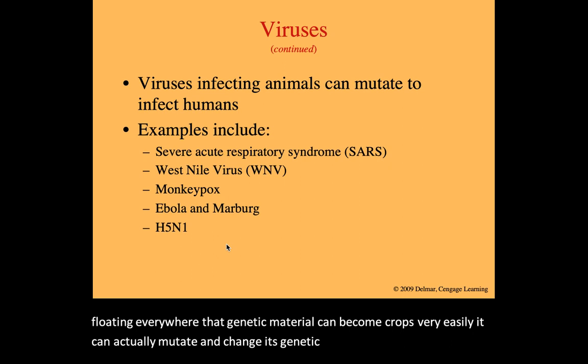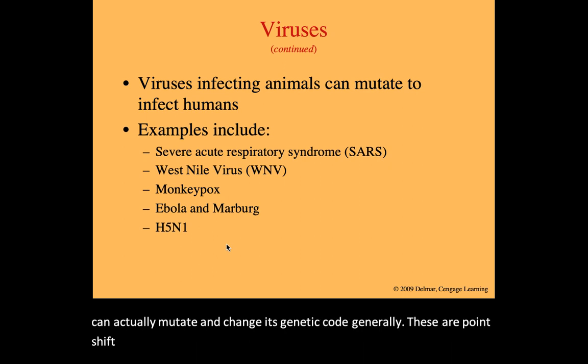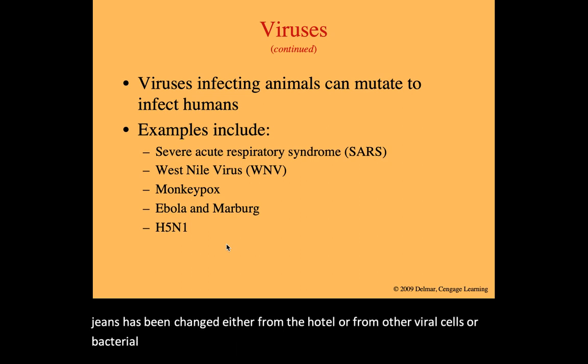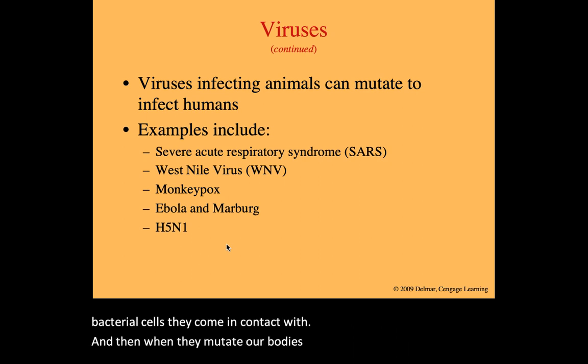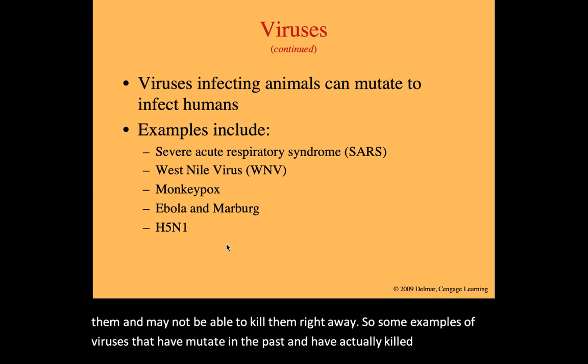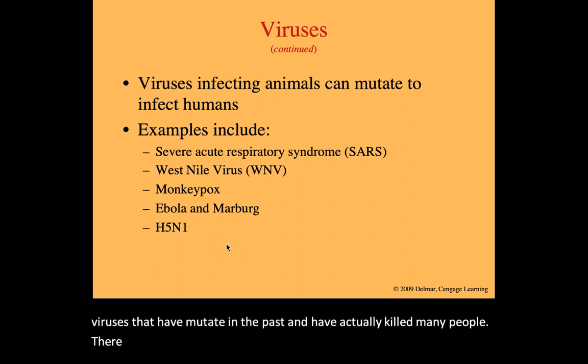Generally, these are point shift mutations where only one or two genes or a select part of the strand of genes has been changed, either from the host cell or from other viral cells or bacterial cells they come in contact with. And then when they mutate, our bodies may not necessarily recognize them and may not be able to kill them right away. So some examples of viruses that have mutated in the past and have actually killed many people: there's SARS, severe acute respiratory syndrome, West Nile virus, monkeypox, Ebola.